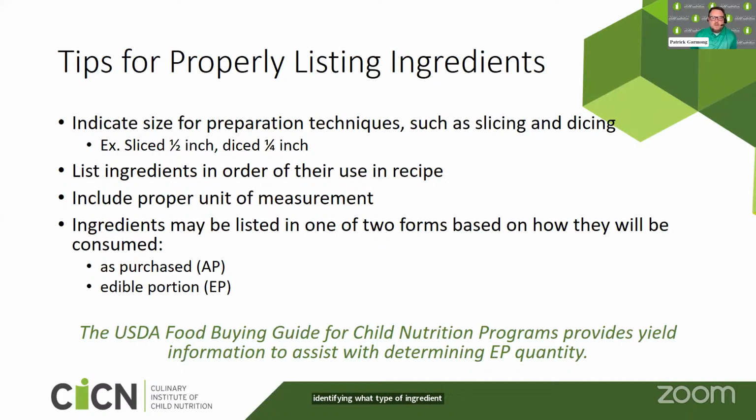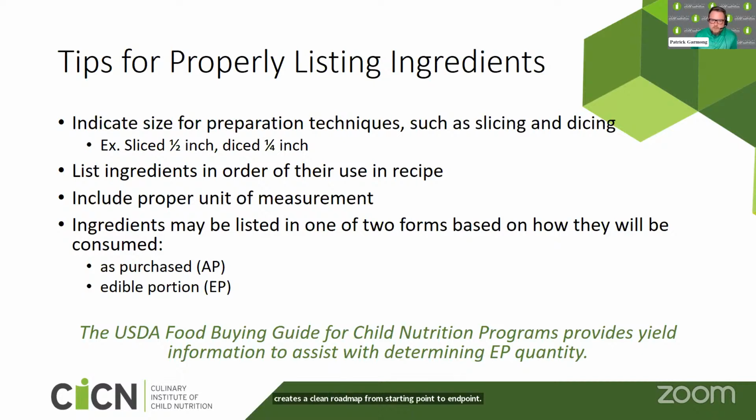So if you're using whole raw carrots, you need to include in there that they're going to be sliced in 1/4 inch or diced in 1/4 inch, whatever makes sense for the recipe. So in that listing of ingredients, it would be carrot, raw, 1/4 inch diced. And that way the staff knows that's my prep steps to make sure I get those done. We want to make sure that we're listing our ingredients in the order of use in the recipe. That way it creates a clean roadmap from starting point to end point.